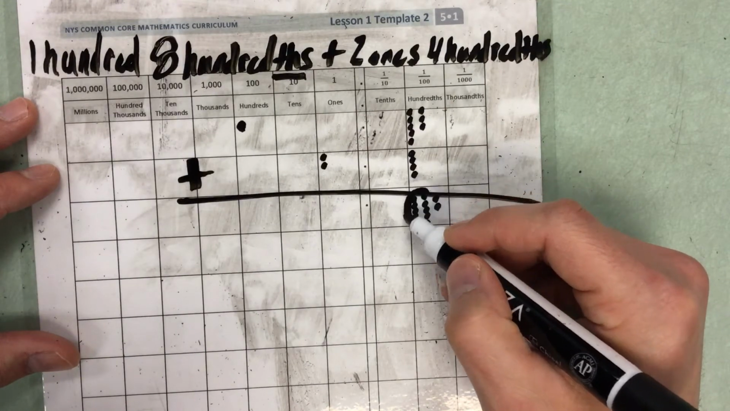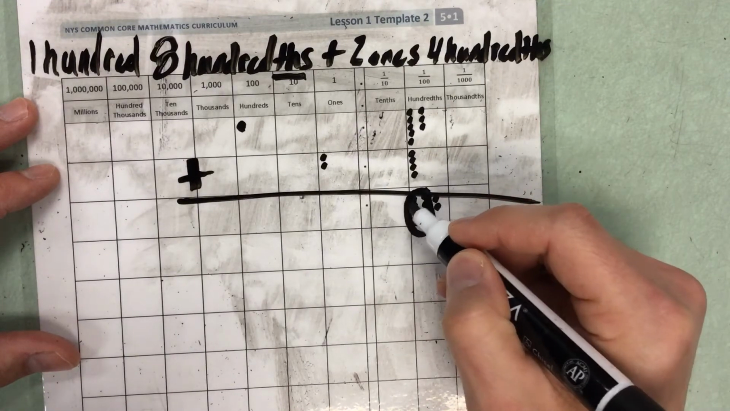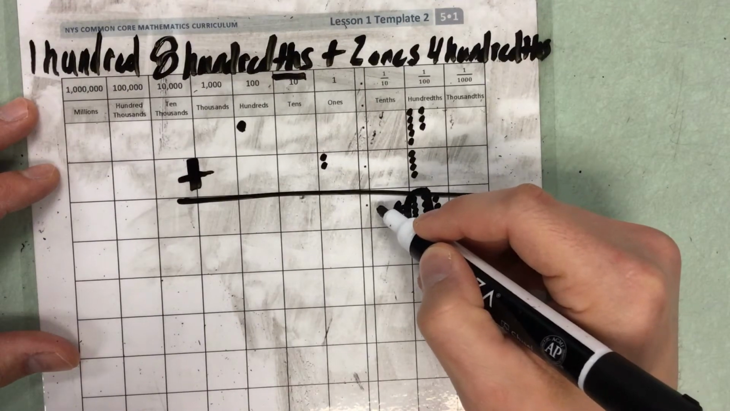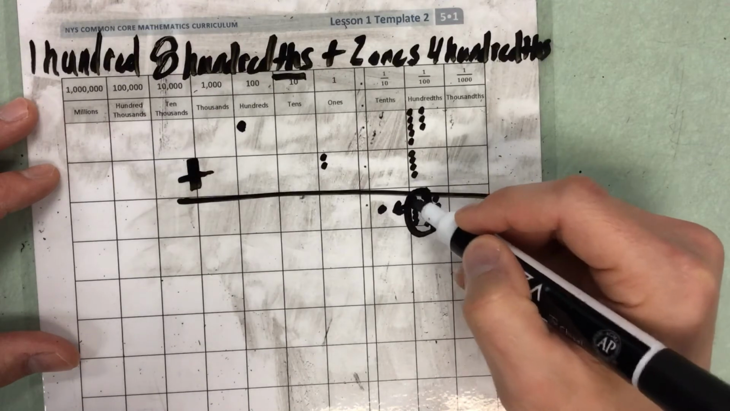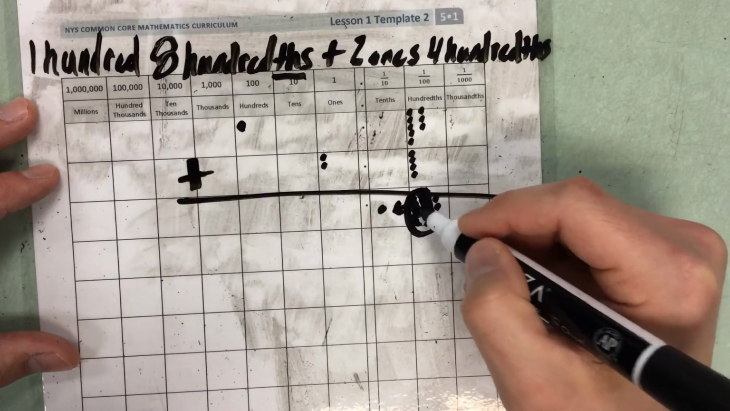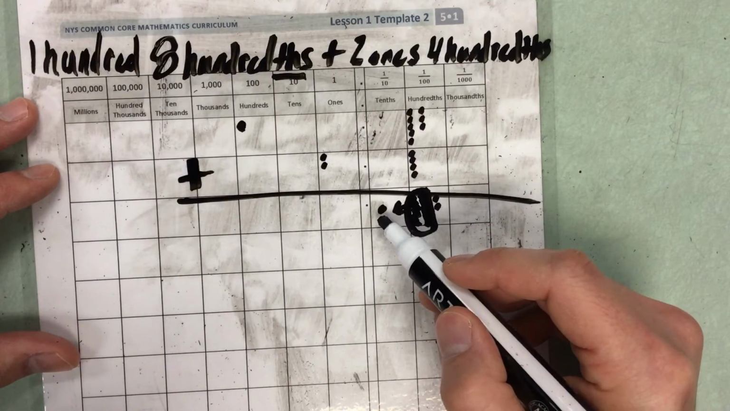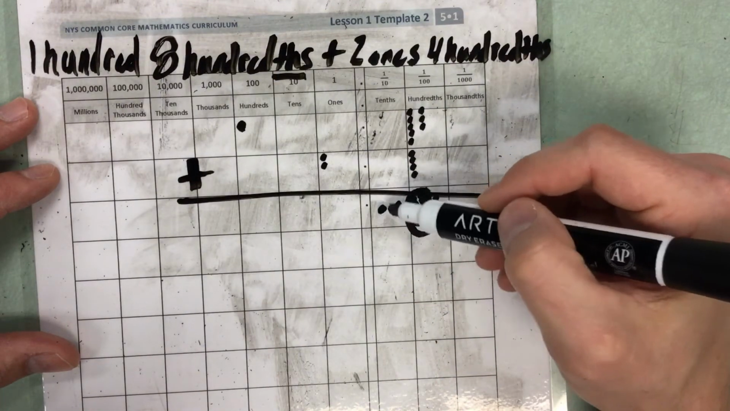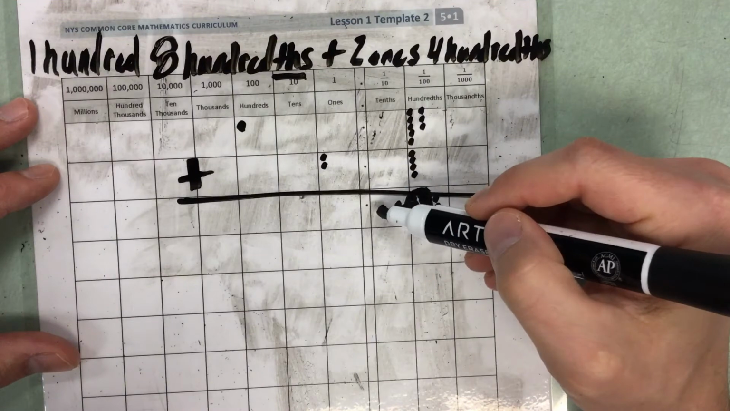I'm going to bundle these 10 together. And remember, when you bundle them to bring them over, they're going to become 1/10. So these hundredths are gone. They bundled together and they became 1/10. So I'm going to continue. I don't have any tenths except this one that was bundled over from the hundredths.